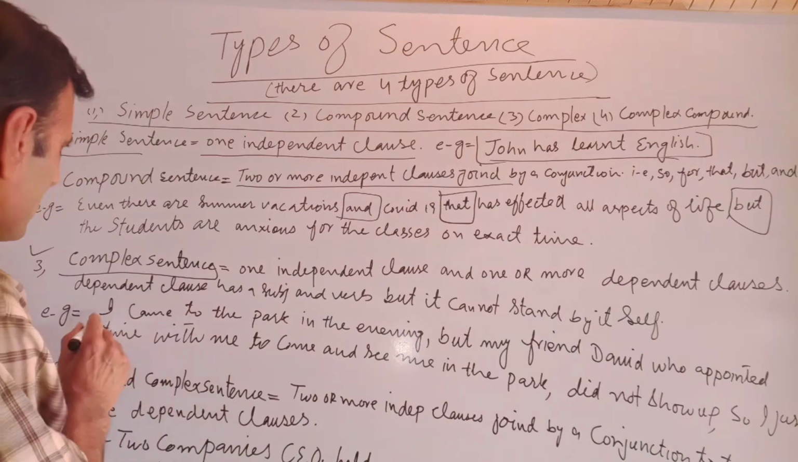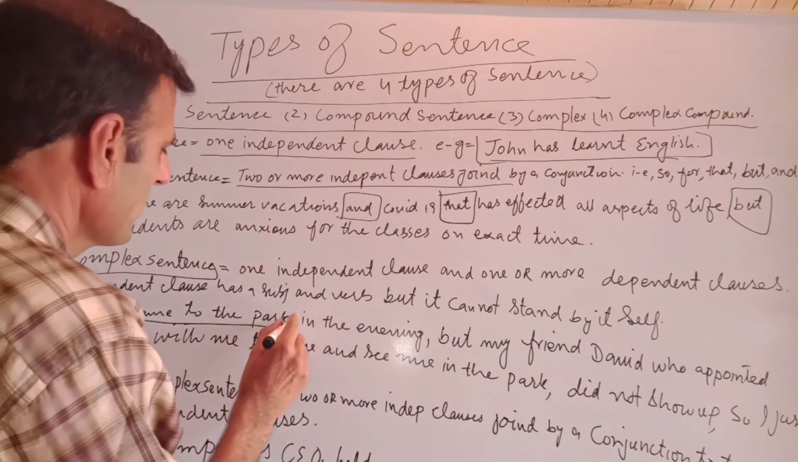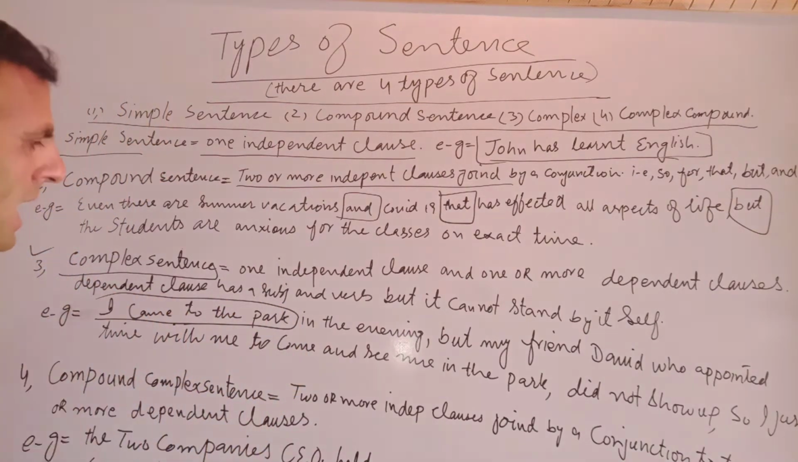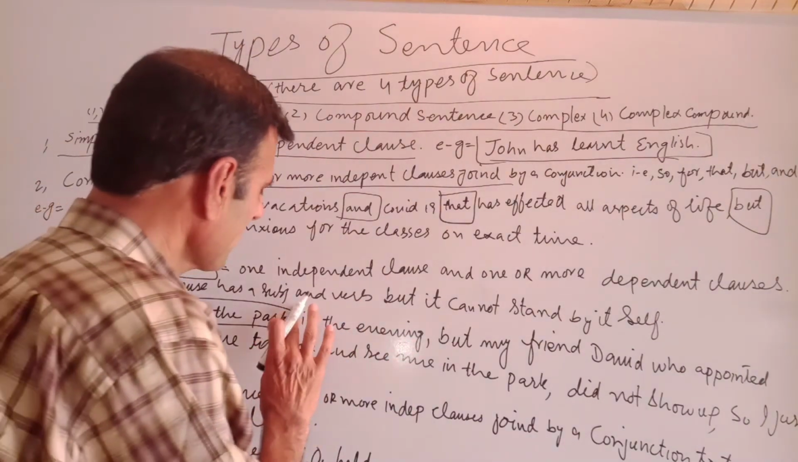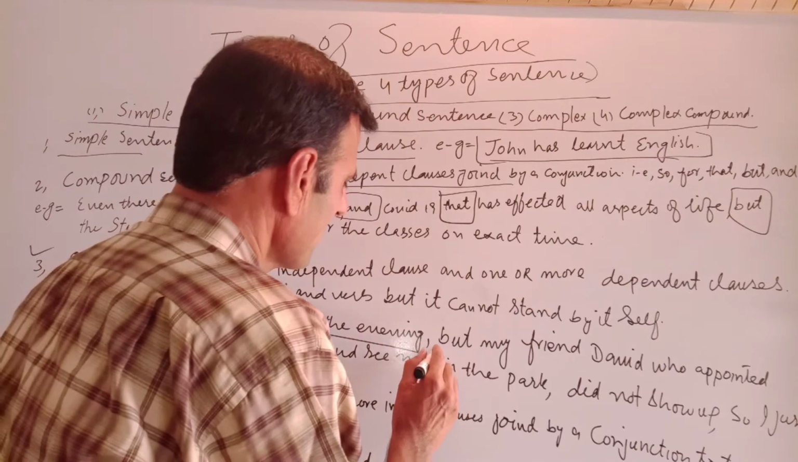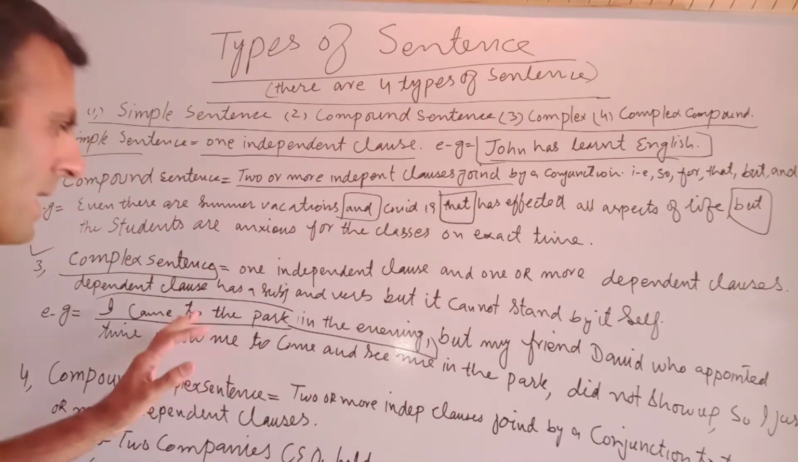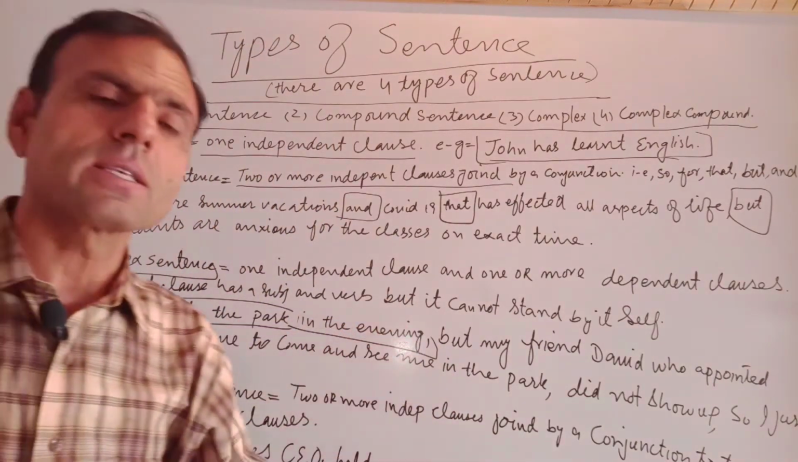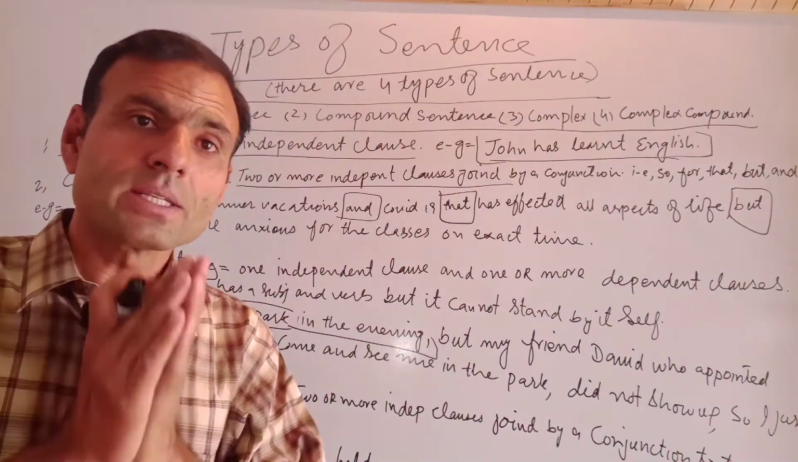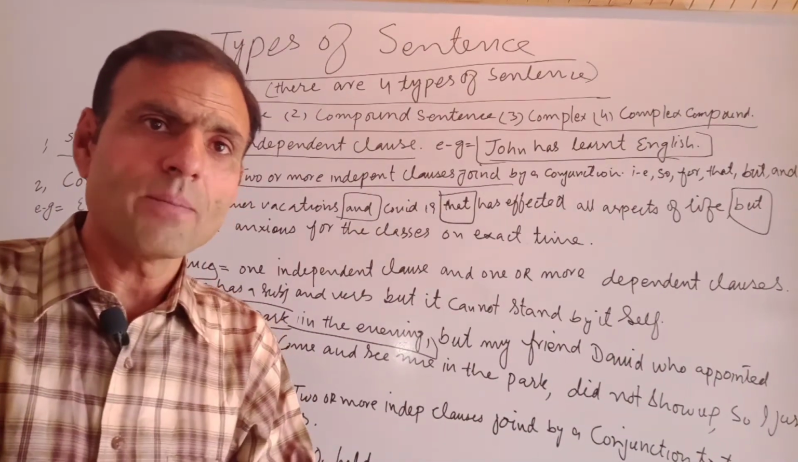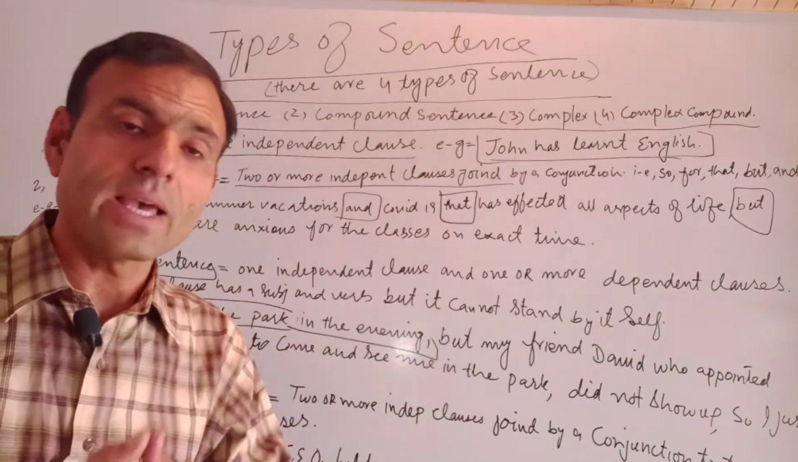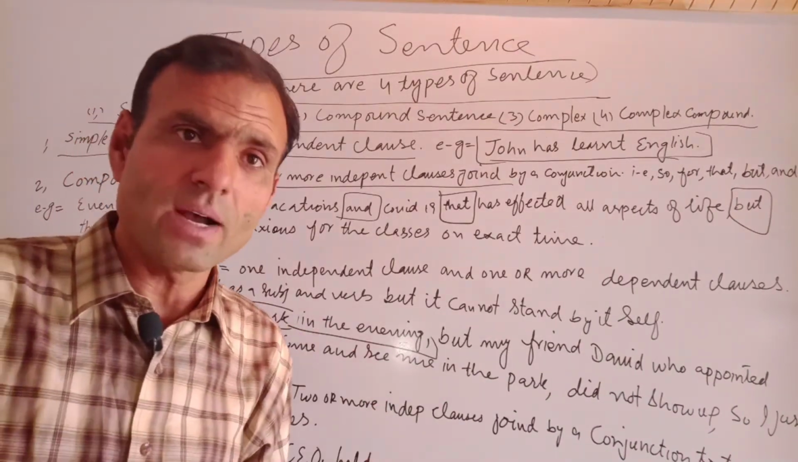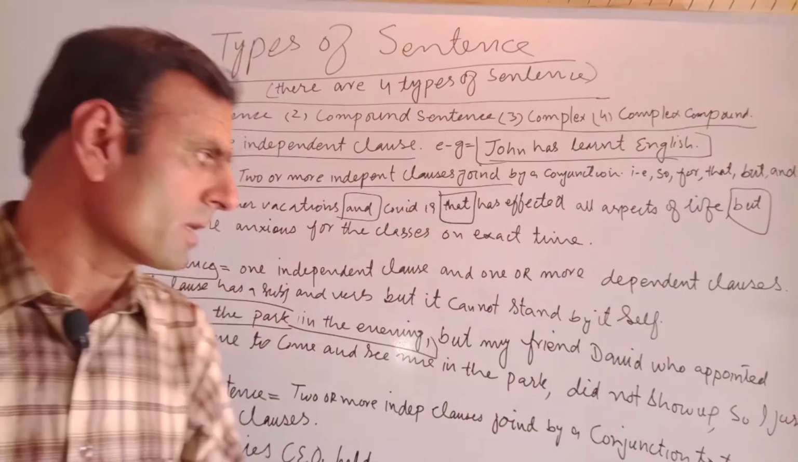Now this is one independent clause. I came to the park in the evening. If I say to someone, I came to the park in the evening, this is an independent clause. It is giving a clear idea and tells someone some information that I did something. I did what? I came to the park in the evening.